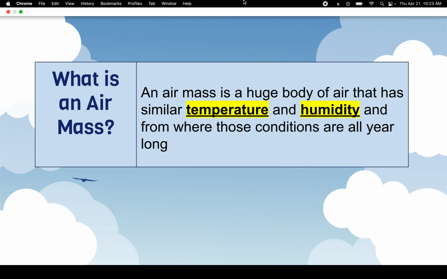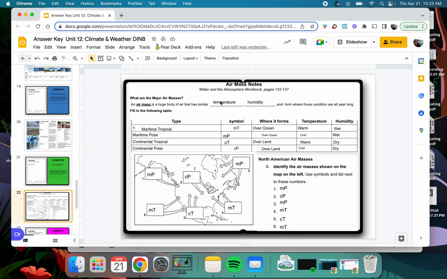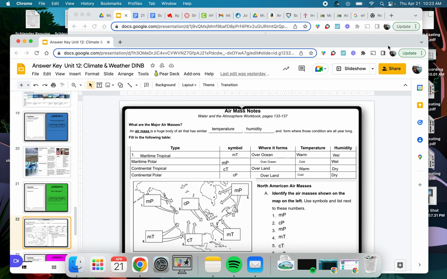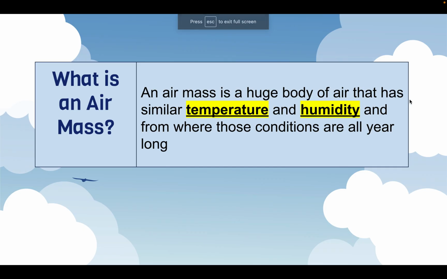How we define an air mass is an air mass is a huge body of air that has similar temperature and humidity. So you're going to fill in that blank in your DINB with the words temperature and humidity. Okay, so in your DINB right here, you're going to write temperature and humidity. So with air masses, they basically are defined based off of what their temperature is and what their humidity or water content is.